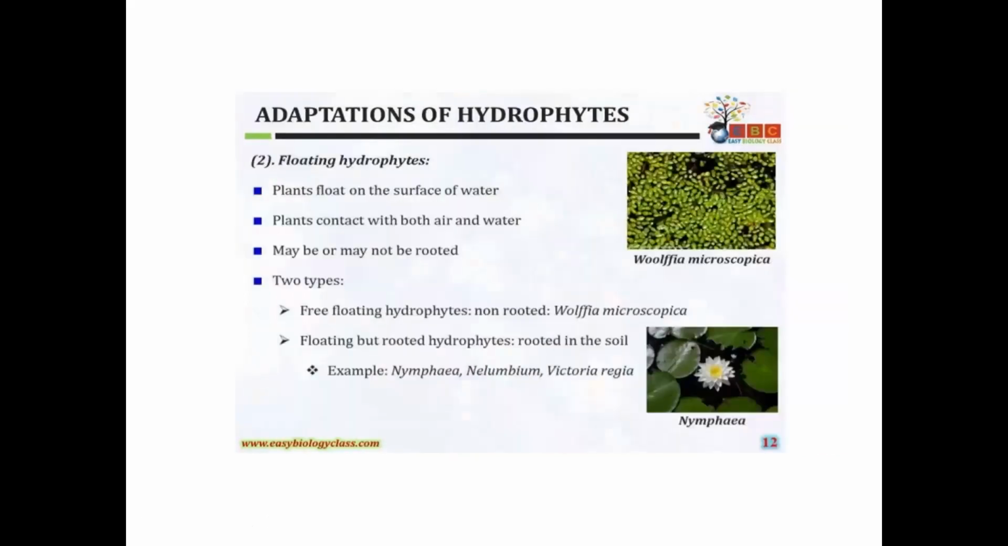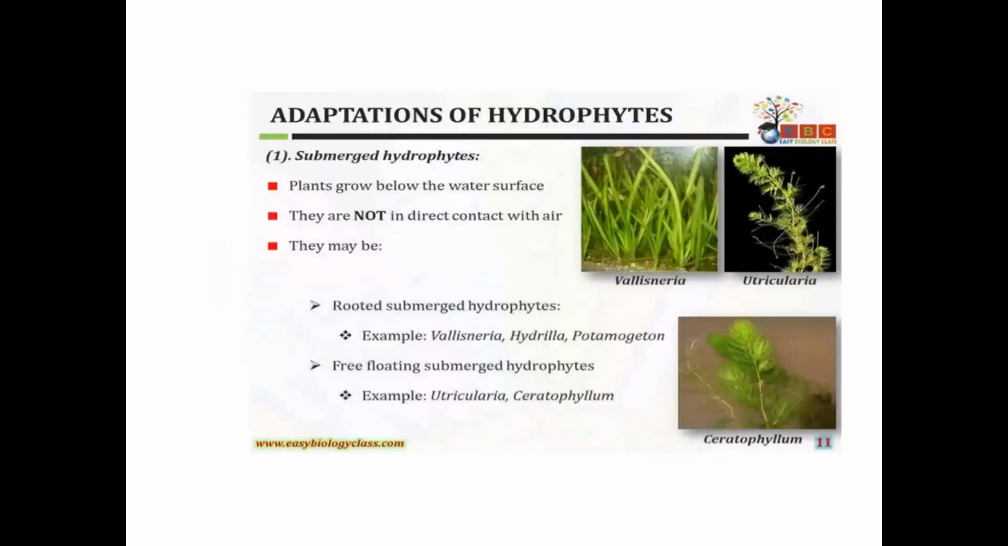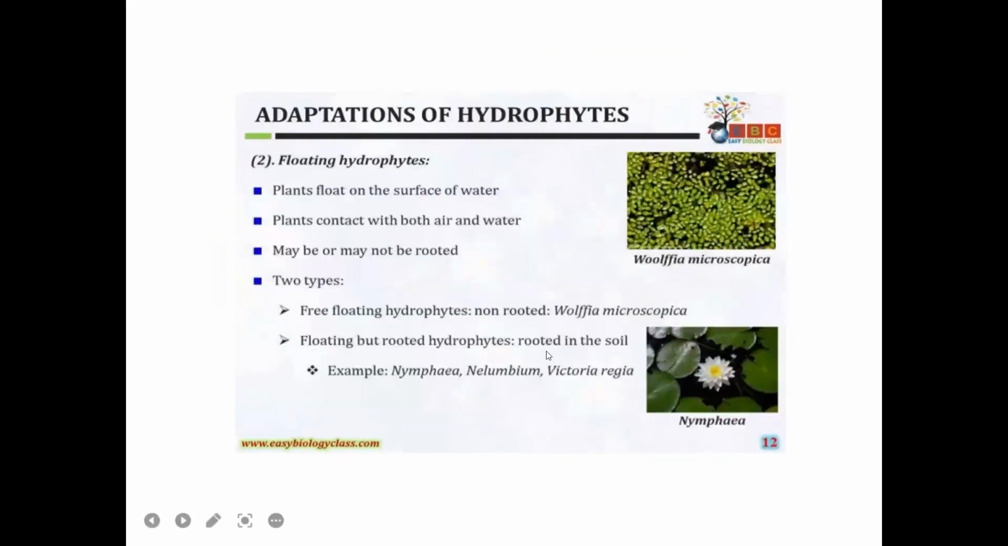The second one is the floating hydrophytes. These are plants that float on the surface of the water, and the plants contact both air and water. They may or may not be rooted. So the floating hydrophytes may contain roots, or roots may be absent.